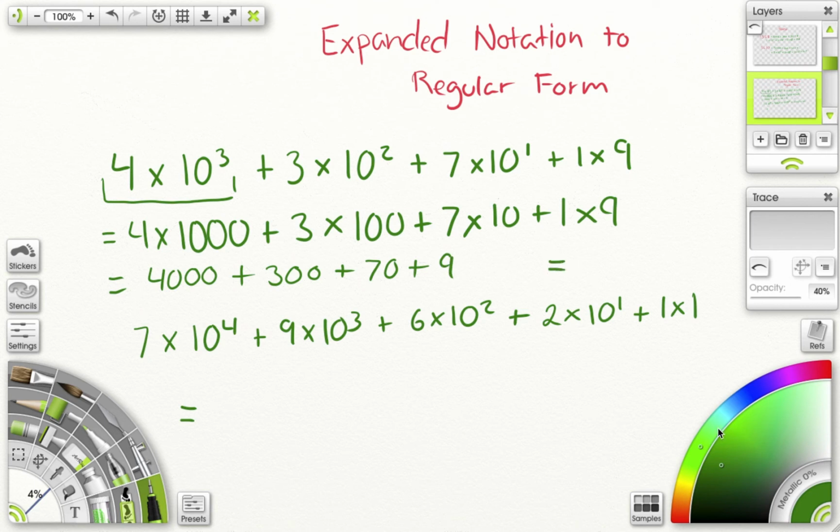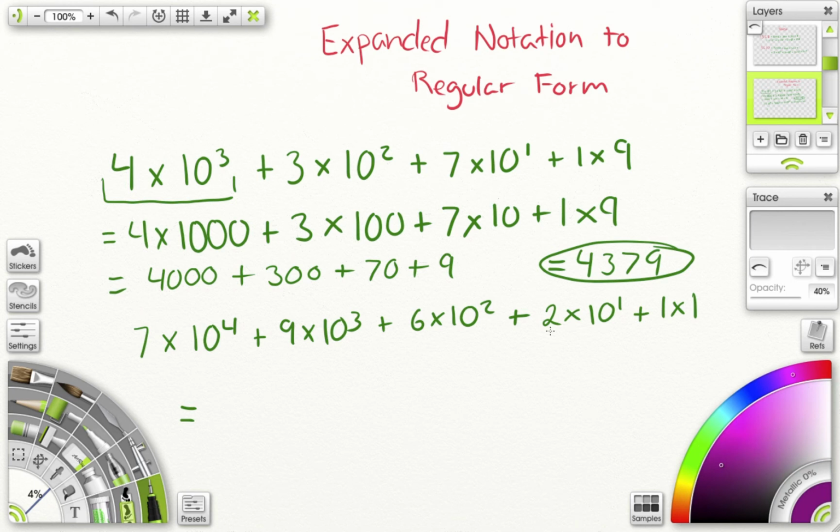Equals, I'm just going to put it over here because I'm lacking in space, 4,000 plus 300 is 4,300, plus 70 plus 9 is 4,379. So 4,379. And that's my number there.